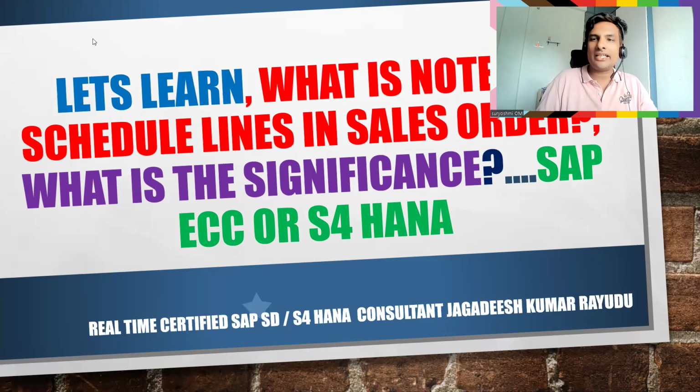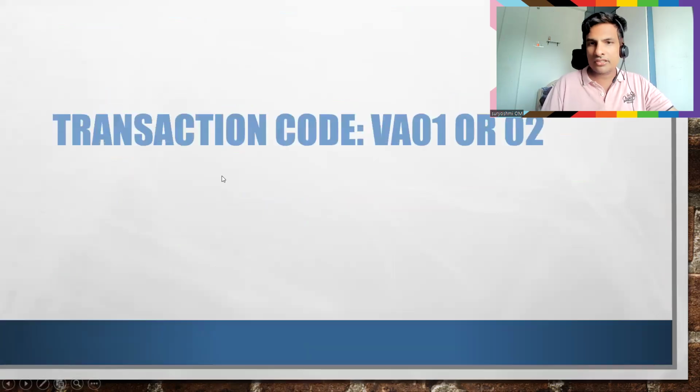imbalance of your quantities in different schedule lines for a certain line, you are able to find it. I think you don't understand anything now, so I'll explain to you what is the significance of this observation. There is nothing new to explain. VA01 is sales order creation, VA02 is sales order change. You can find it anywhere, wherever you want.